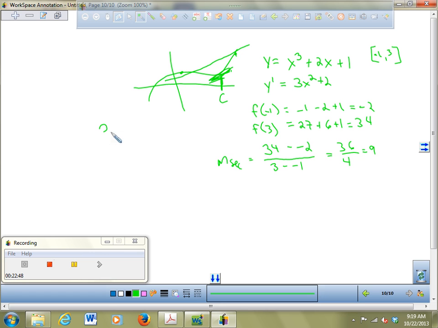So what you do is you set up 3x squared plus 2 equals 9, and you get 3x squared equals 7. Oh, it works. X squared equals 7/3. Okay? So x equals plus or minus the square root of 7/3. Negative would throw me outside of my interval, right? So you would take the top one. So x, which is equal to c, would be the square root of 7/3. So that's the point at which the slope of the tangent line is equal to 9.